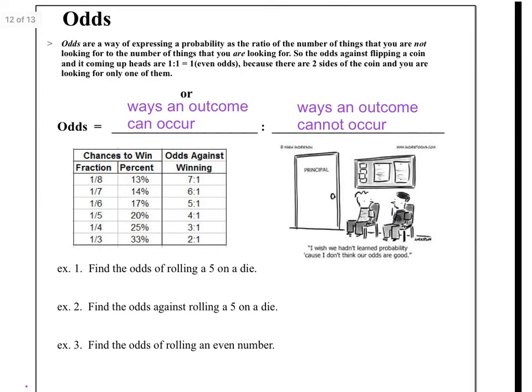All right, the last thing we're going to look at is odds. Odds are a way of expressing a probability as the ratio of the number of things that you are not looking for to the number of things that you are looking for. So the odds against flipping a coin and it coming up heads are 1 to 1 because there are 2 sides of the coin and you are only looking for one of them. Another way to think about it is the ways an outcome can occur to the ways an outcome cannot occur.